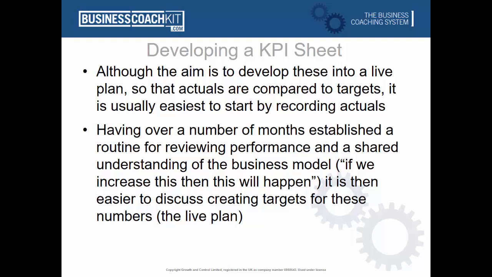So usually the easiest way to get this going is to start with actuals for the current month and work through for 2 or 3 months, just putting in actuals, certainly for the financials, and then add in some sales and marketing actuals. So the client then starts to understand where the numbers are coming from. You can prove that they can actually get these numbers. And you're really building that understanding, starting to develop this mental model of the business on the KPI sheet.